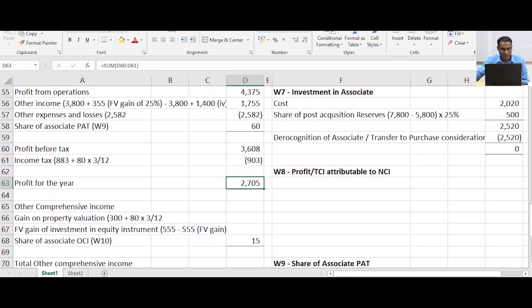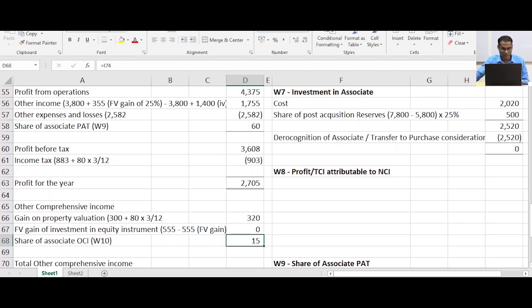Okay, profit we derive. Then the other comprehensive income, revaluation gain, take the numbers, is equal to 300 plus 80 into 3 divided by 12, 320, right? 320. Then the fair value gain of the equity instrument, you had 555, you reverse the entire 555, because when it comes to the consolidation accounts, you can't keep the fair value gains of the investment in subsidiaries. That has to be reversed in the consolidation accounts. So you reverse, so this is 0.